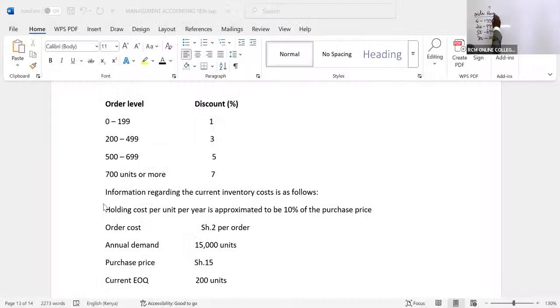After you do that, I would want you straight away, for each range, to give us the price that you're going to incur to procure these goods. For each range, give us the price. Remember that the normal buying price is 15. That is the normal buying price.